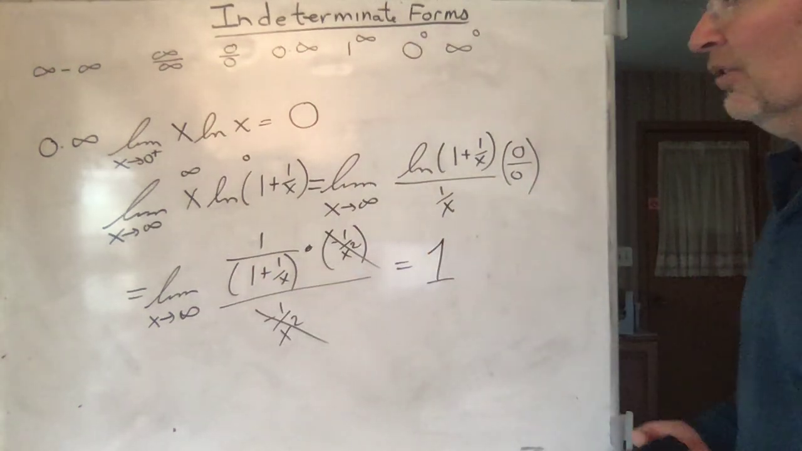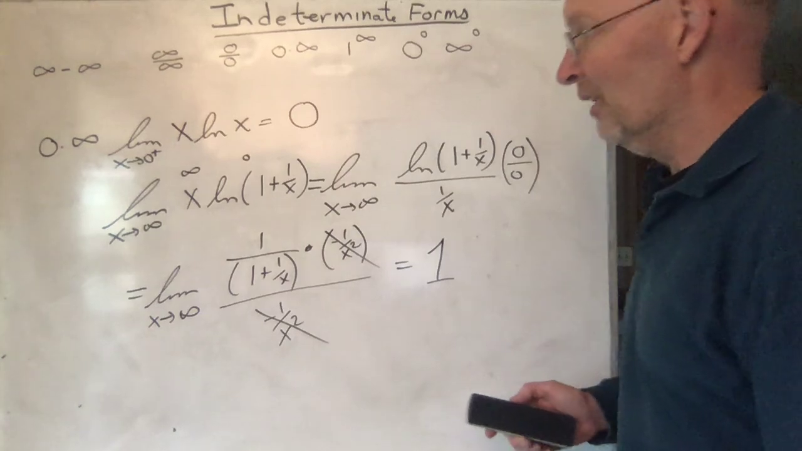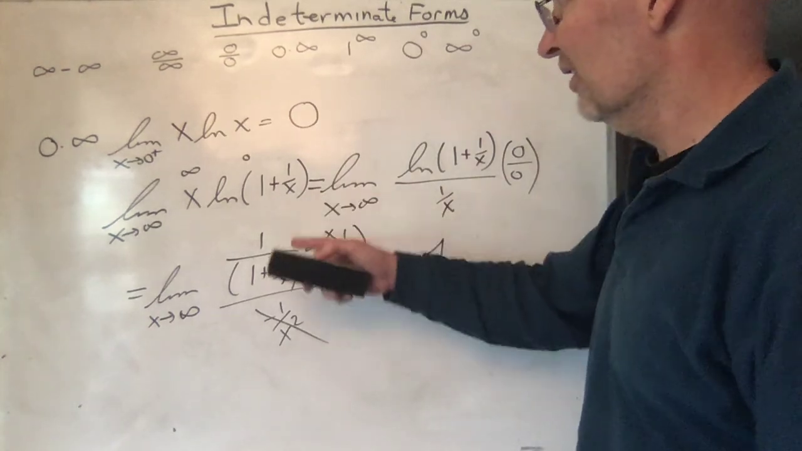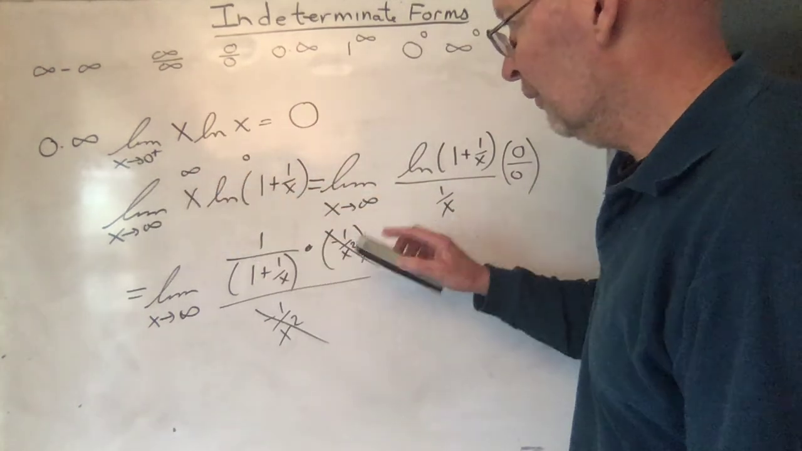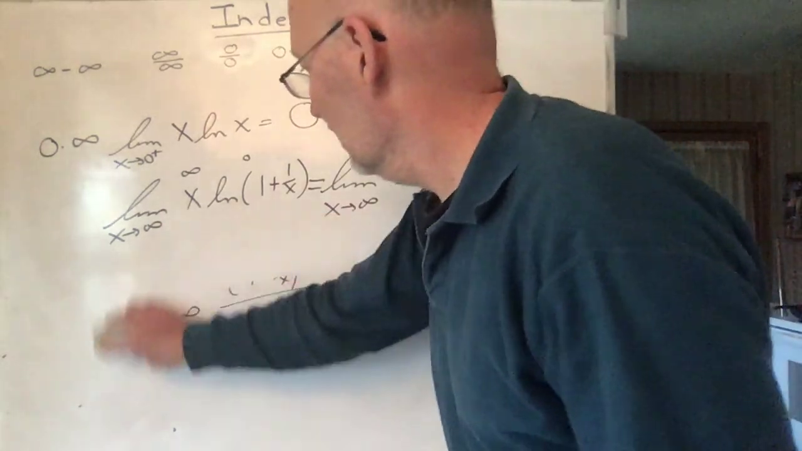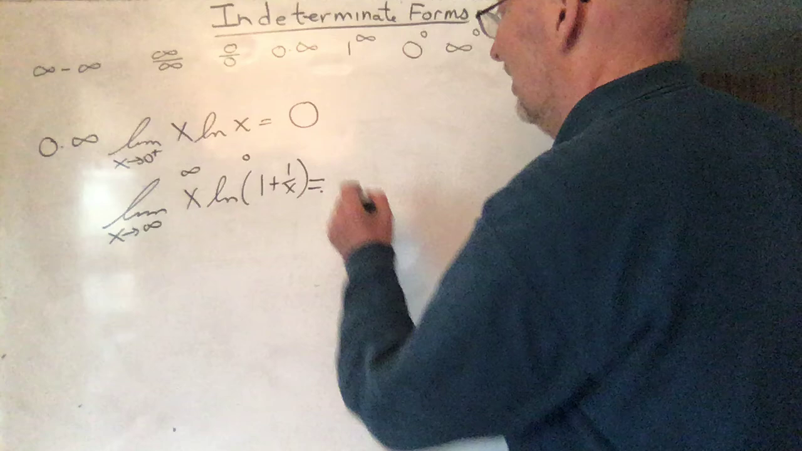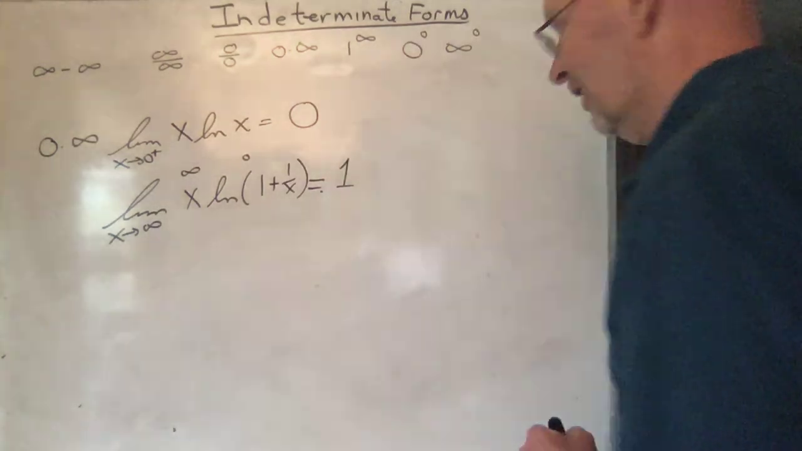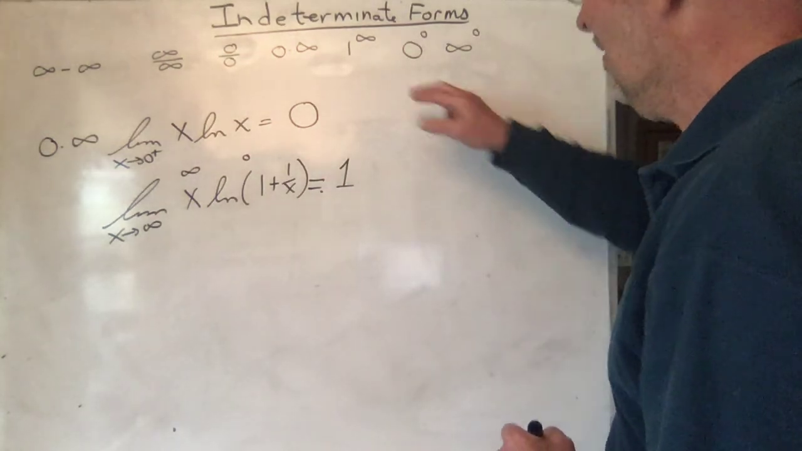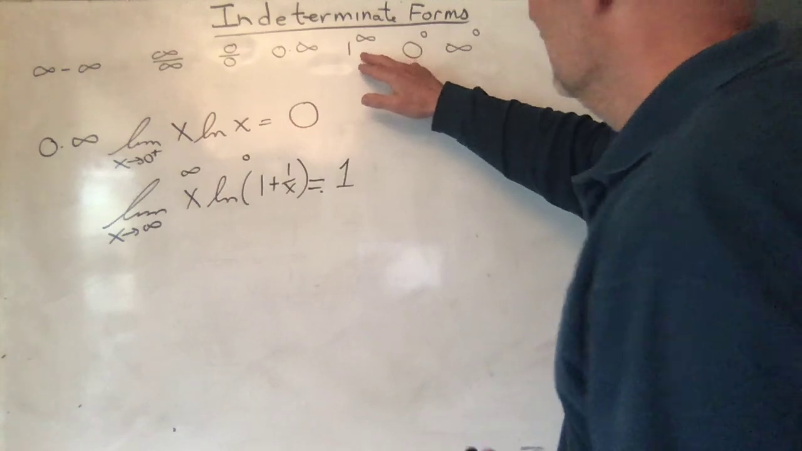Interesting. So here's one where the answer compromises. It doesn't go to 0. It doesn't go to infinity. They kind of compromise, and the answer is 1. Okay, very good. Let's try this one.